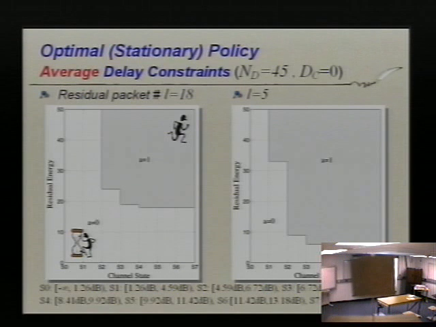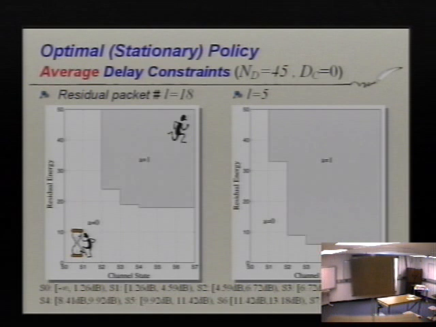By observing this optimal transmission policy, we found that it is stationary. It does not depend on system time. And also, it is a threshold-type function of the channel state, residual energy, and the residual number of packets in the buffer. Is DC the channel state information feedback delay? Yes, which means there's no delay, so you have the instantaneous channel. Yes.